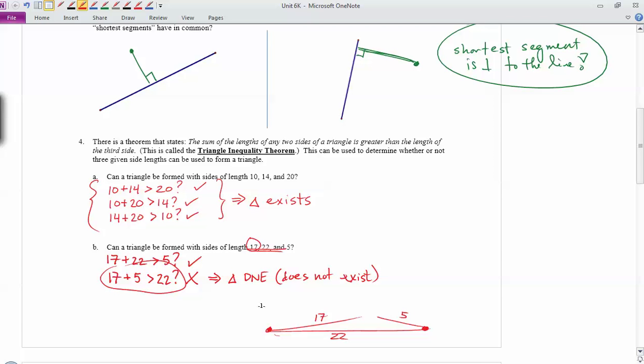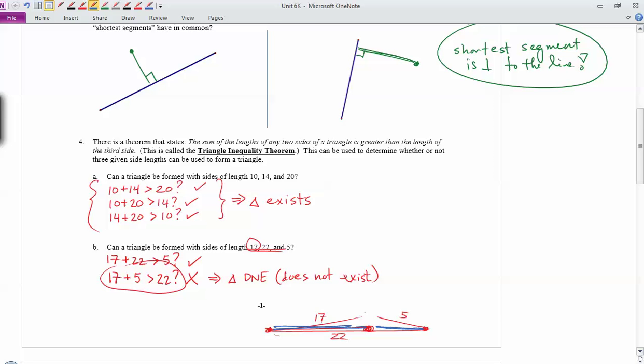The question is, will they actually be able to meet up? Well, 17 plus 5 is 22, so the only way they'd meet up is if they were lying right on top. Sorry, right on top. So if this is the 17 here, right there, the 5 would have to also be lying right on top of the 22.